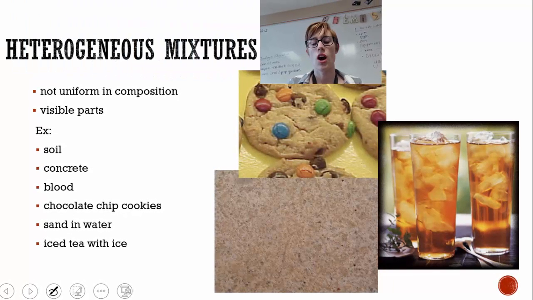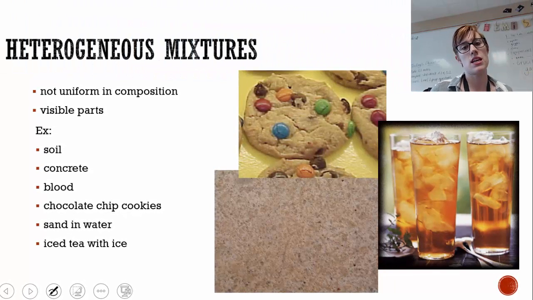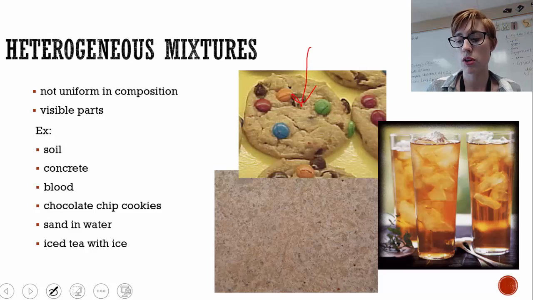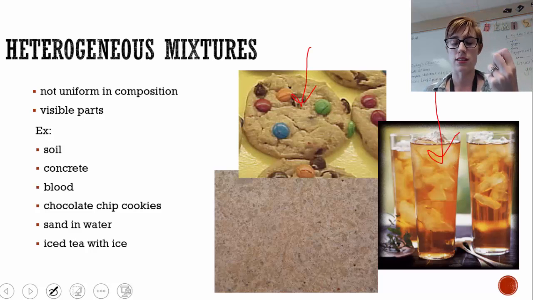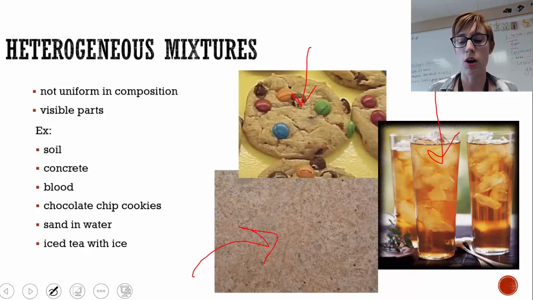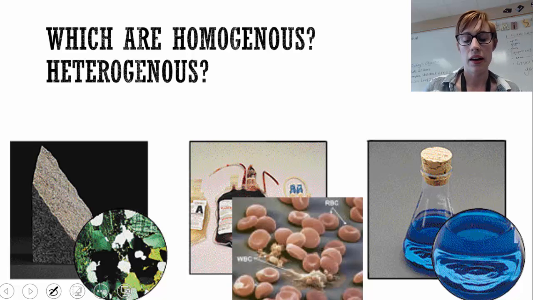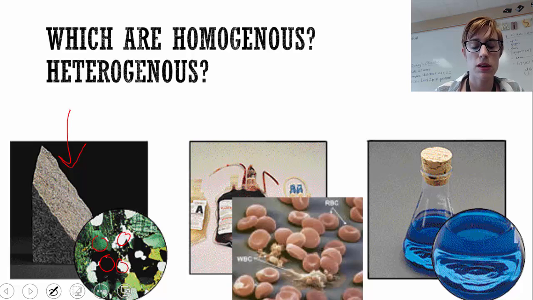Heterogeneous mixtures are mixtures where you can obviously see the separate parts, like a chocolate chip cookie or iced tea, where you can see the ice and the tea, or granite or marble, where you can see the different parts of the rock. So here's an example. We have granite right here, and we can see all the separate parts in this mixture. So we would call this a heterogeneous mixture.